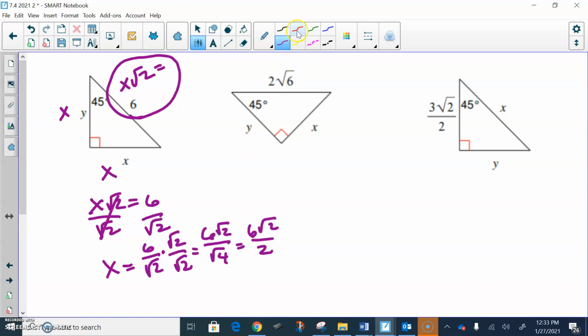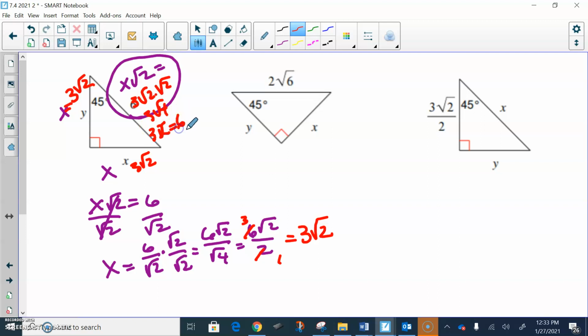And you can simplify that: 2 goes in there 3 times, 2 goes in there 1. So we know that the length of the legs are both 3 root 2. And if we test that, 3 root 2 times root 2 would give us 3 root 4, which would give us 3 times 2, or we'd be back to the 6 that we started with.